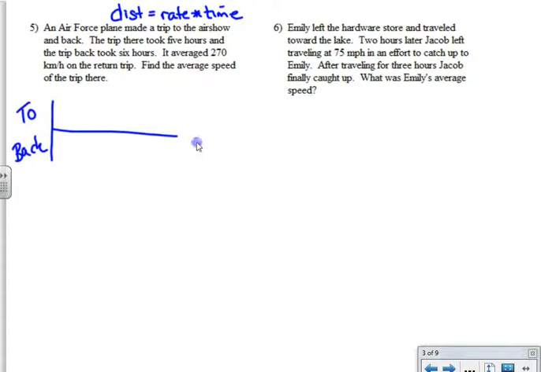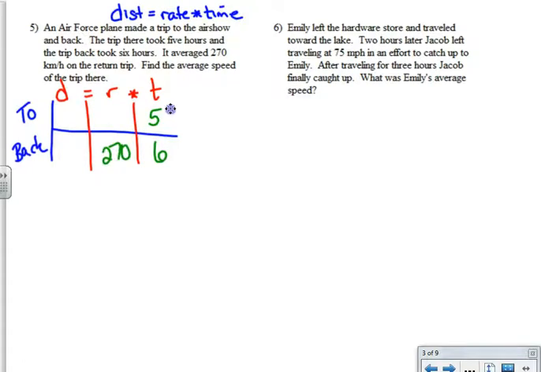So I'm just going to set it up as my trip to and my trip back. And the headings for this chart are exactly what we wrote at the top: distance equals the rate times the time. So we're going to make 3 columns. And if I start reading, the trip there took 5 hours and the trip back took 6 hours. So right there they told me the time was 5 hours to and 6 hours back. They averaged 270 kilometers per hour on the return trip. That was the rate of the return trip.